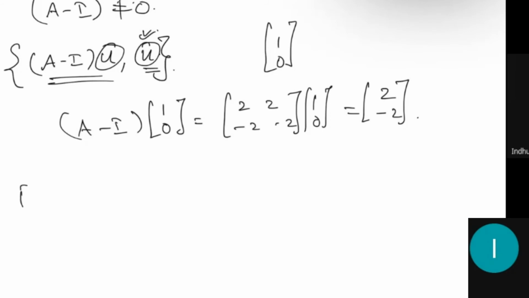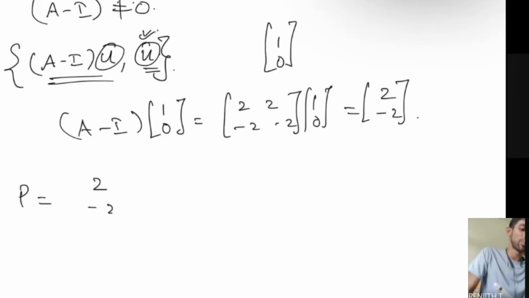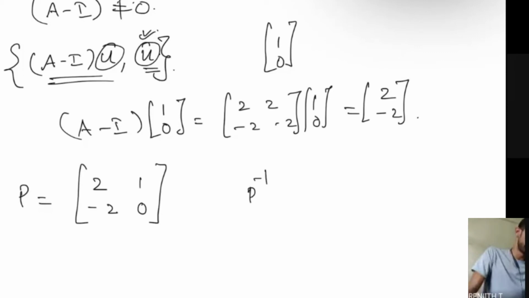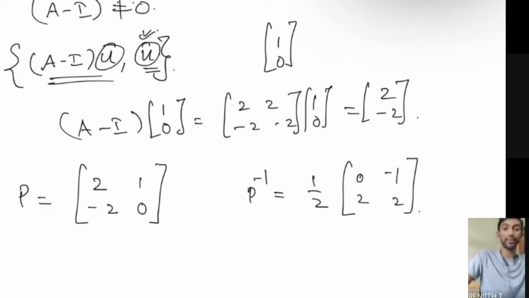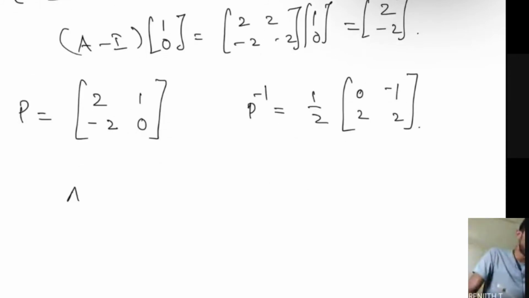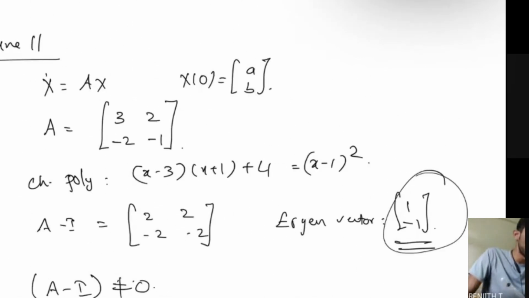Okay, sir. Now what will be P? P is 2 minus 2 and 1, 0. Okay? What is P inverse? I already calculated. It is 0, 2 minus 1, 2. This is P inverse. So this is how we have to calculate P and P inverse. Okay? Now you can write A is equal to P J P inverse. That is P times J, the Jordan canonical form of this matrix.